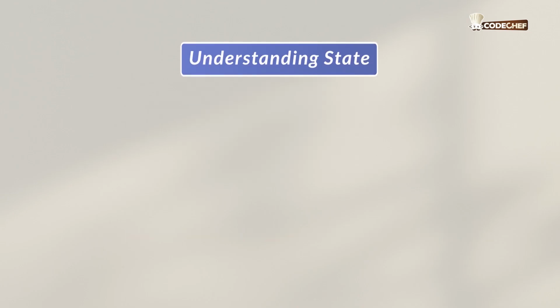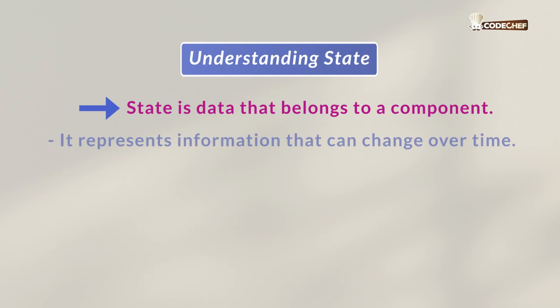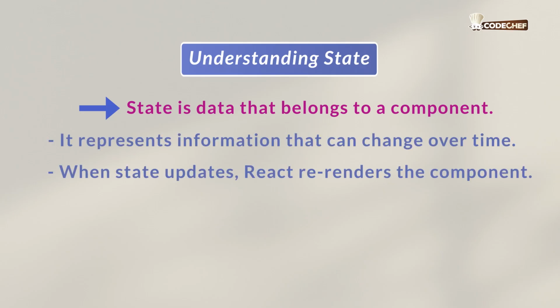Now let us talk about state. State is used to store data inside a component. Unlike props, state is meant to change over time. Whenever the state changes, React automatically re-renders the component so that the UI stays in sync with the data. State is commonly used for things like user input, counters, toggles, or any value that changes during interaction.